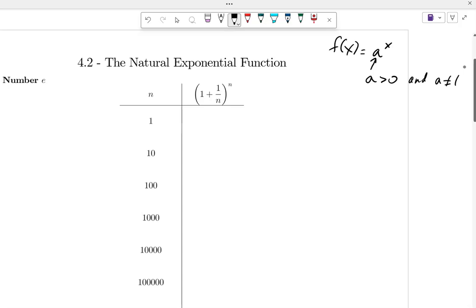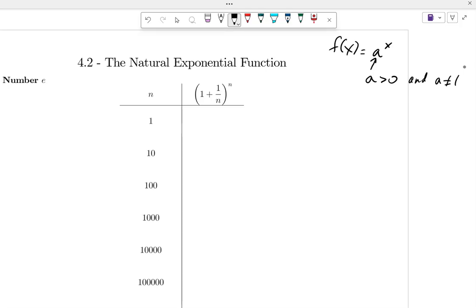If it were -1, you couldn't do -1 to the 1/2 power and get a real number. So we want to make sure it's positive so that our domain is all real numbers. And again, we don't want 1 in there either because 1 just makes a flat line, right? It makes a constant function, a horizontal line.